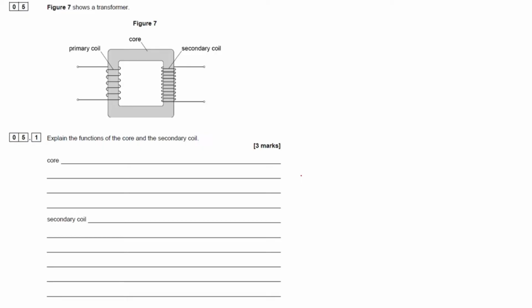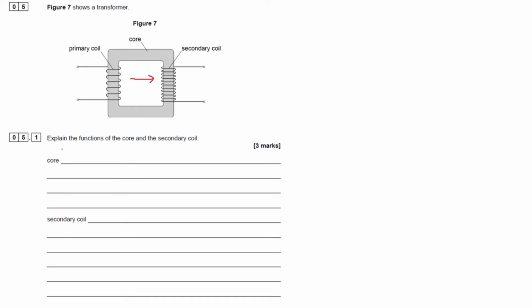Question 5, we have a transformer, and in this question we have to explain the function of the core and the secondary coil. Now, if you remember about transformers, we have an AC, alternating current voltage, in the primary coil, and that's causing a change in flux. Now that change in flux will get transferred over to the secondary coil even if that core is not there, just from the fact that we know that a current through a wire causes a magnetic field. Changing magnetic field will be then induced in the secondary coil.